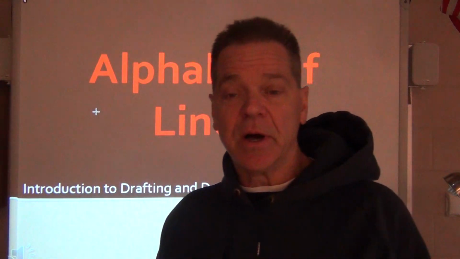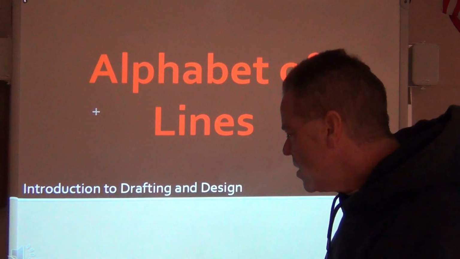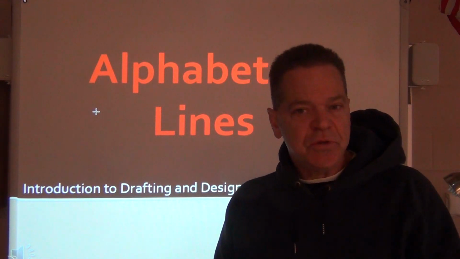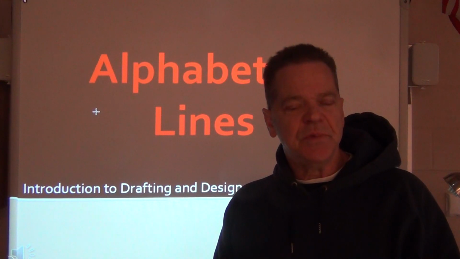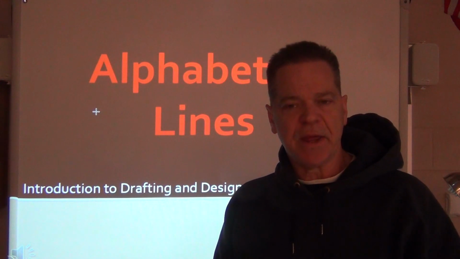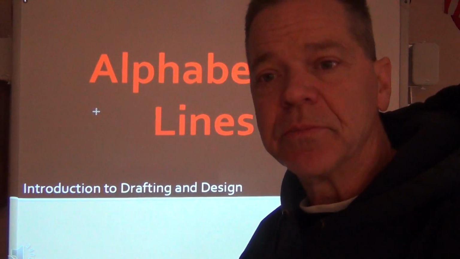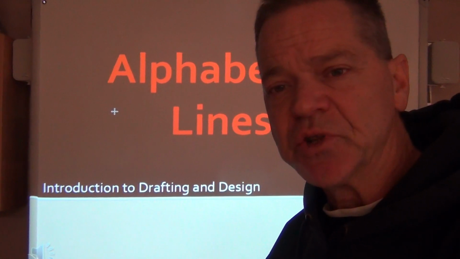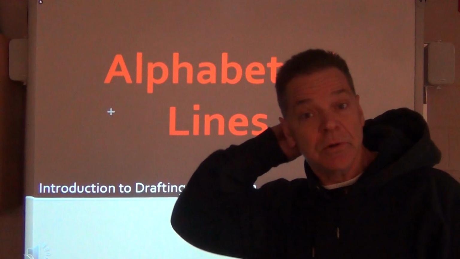working on that approach. Okay, so the alphabet of lines is going to be describing the different lines you use on the drawing and the ways that they are important, and they help to clarify the information that the person drawing is trying to communicate to the viewer and to the reader, right?